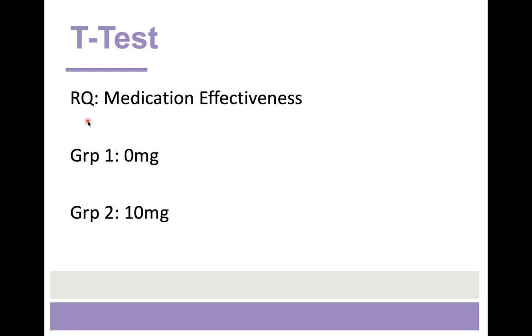So if we're interested in the effectiveness of a medication, right? That's our research question. Does this medication reduce symptoms? If we have group 1 who gets none of the medication and group 2 who gets 10 milligrams and that's it, then what we have is an independent t-test, because we have two groups that are independent of one another, right? Group 1 that gets 0 milligrams is a different group of people from group 2 who gets 10 milligrams.